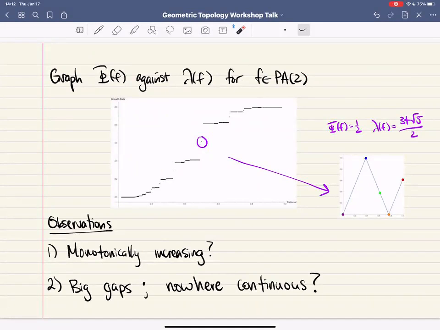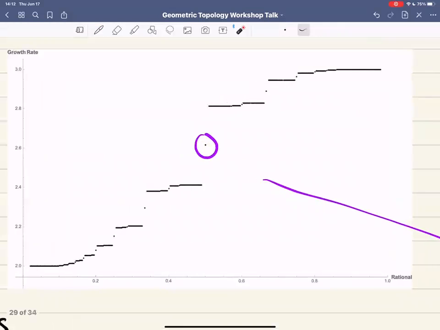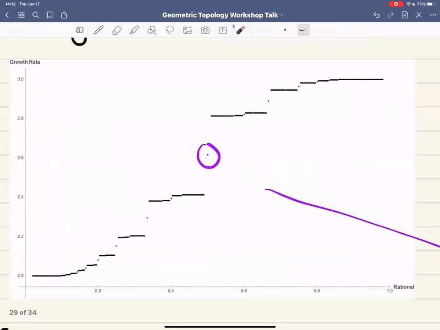So as a first foray, let's graph this rotation number against the slope of the interval map. And I should say that the slope of this interval map is equal to the dilatation of the pseudo-Anosov that you get out. So if we graph the rotation number against the dilatation, we see some pretty interesting behavior. First of all, this graph appears to be monotone increasing.